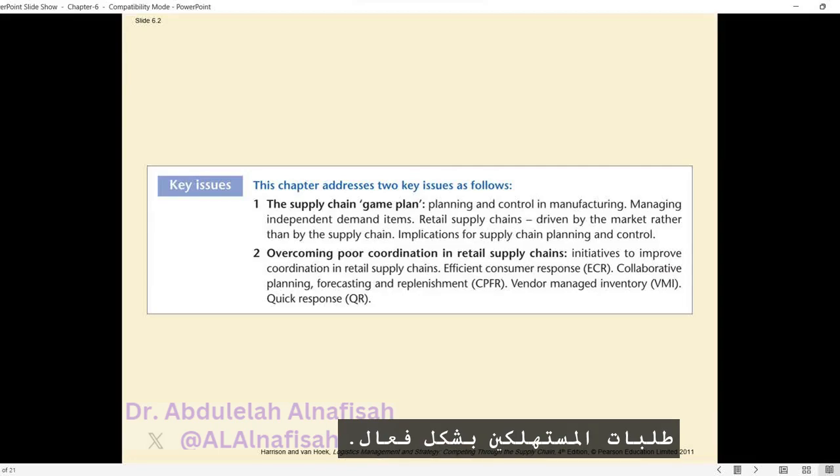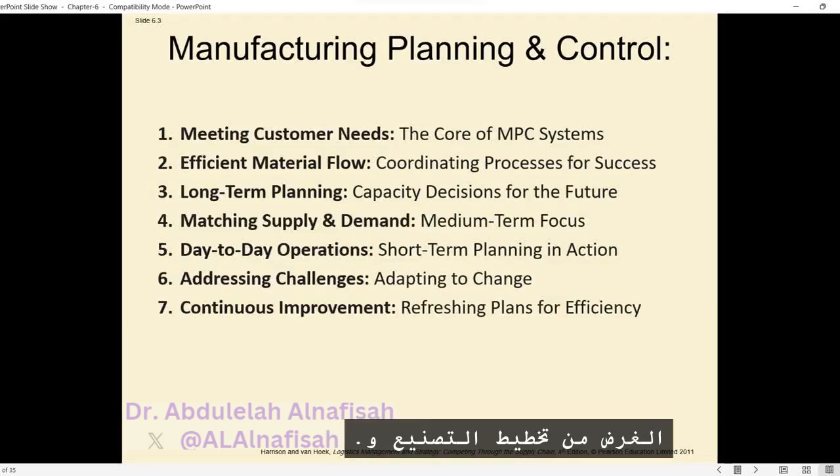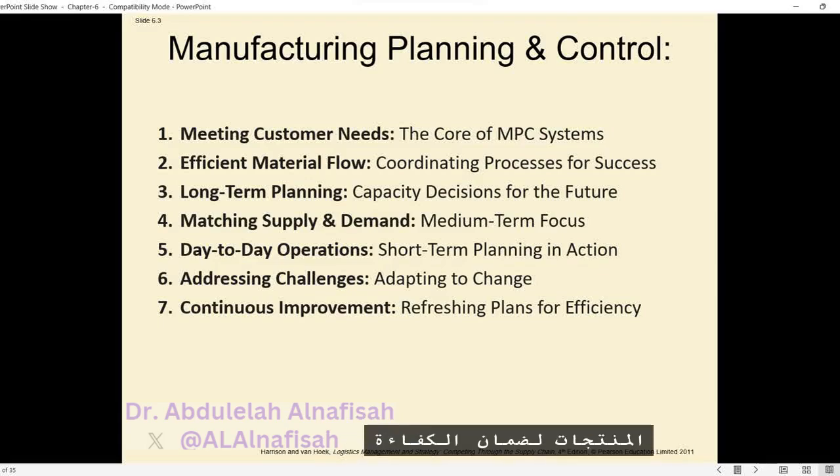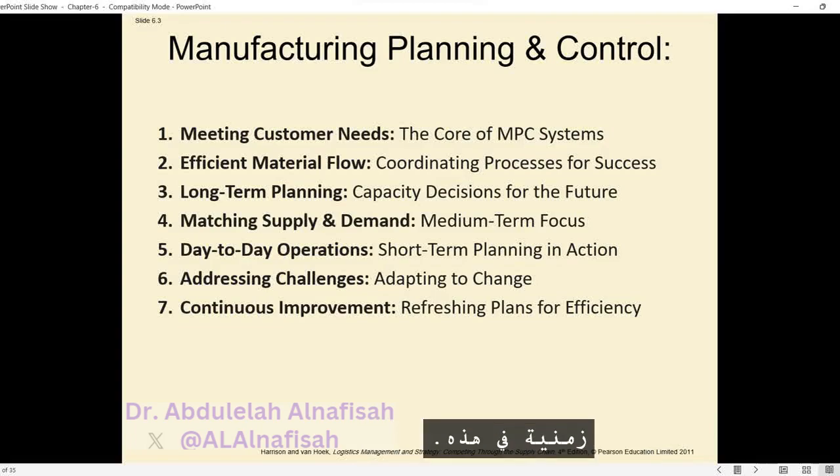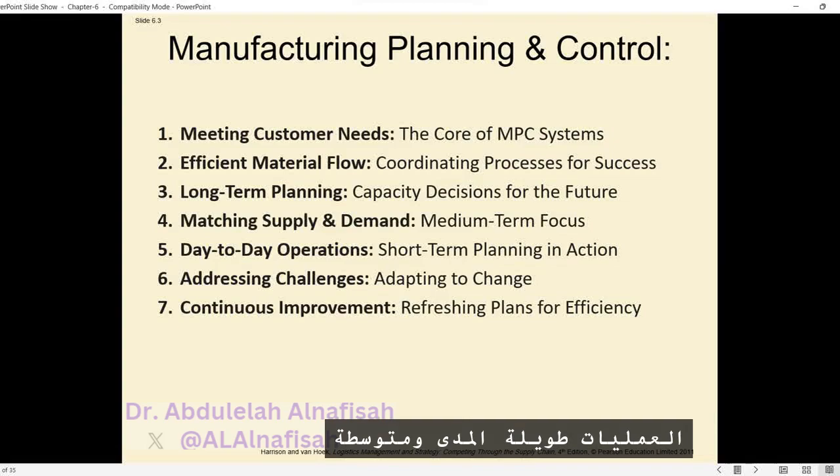consumer demands effectively. The purpose of a manufacturing planning and control (MPC) system is to enable managers to make the right decisions in order to meet customer requirements. The system coordinates information on key processes involved in sourcing, manufacturing, and delivering products to ensure efficient and effective material flow. Three time horizons are considered in these processes: long-term, medium-term, and short-term.